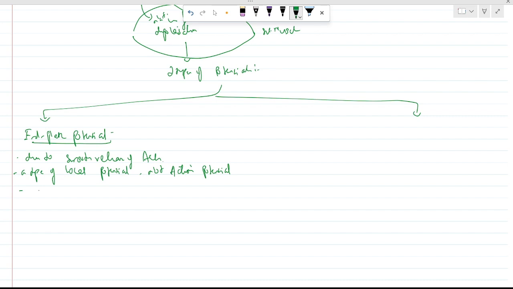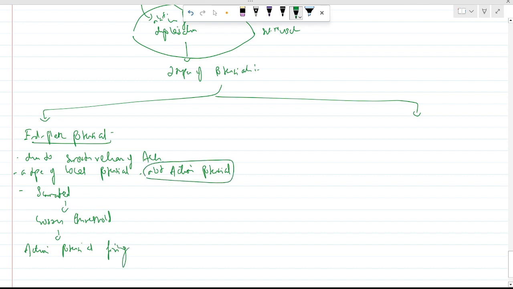Okay, now this can be summated. Multiple end plate potentials generated can be summated, after which it crosses the threshold, leading to action potential firing. Initially it's only a local potential, but after summation it crosses the threshold and finally leads to firing of action potential. This is end plate potential due to smooth release of acetylcholine.